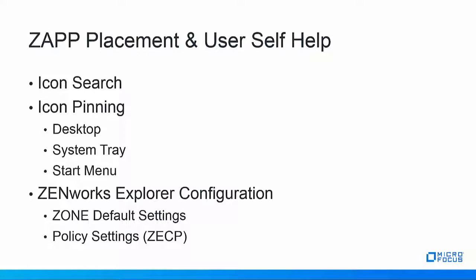We will cover the Zap placement, where if allowed, the user can place the icons on their own profile desktop or system tray and start menu. In order to do this, we'll see new features in the ZENworks Explorer configuration and the ZENworks Explorer configuration policy. We'll cover some of these settings in this demo.